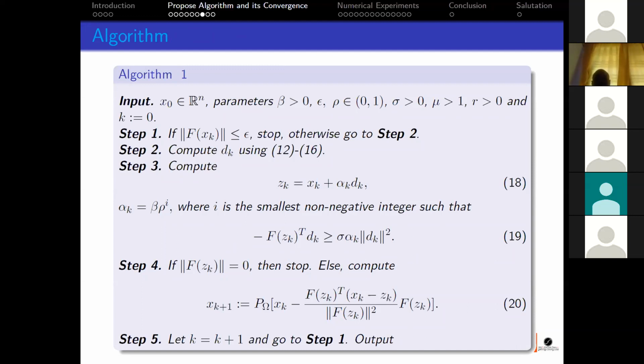We compute a trial point z_k equals x_k plus alpha_k d_k, where alpha_k is defined by beta rho to the power of i, where i is the smallest non-negative integer such that (19) is satisfied. If the norm of F(z_k) is 0, then we stop. Else we compute the next point by projecting the previous point onto the convex set. And then we increase k by 1 and continue the process until the stopping condition is satisfied.